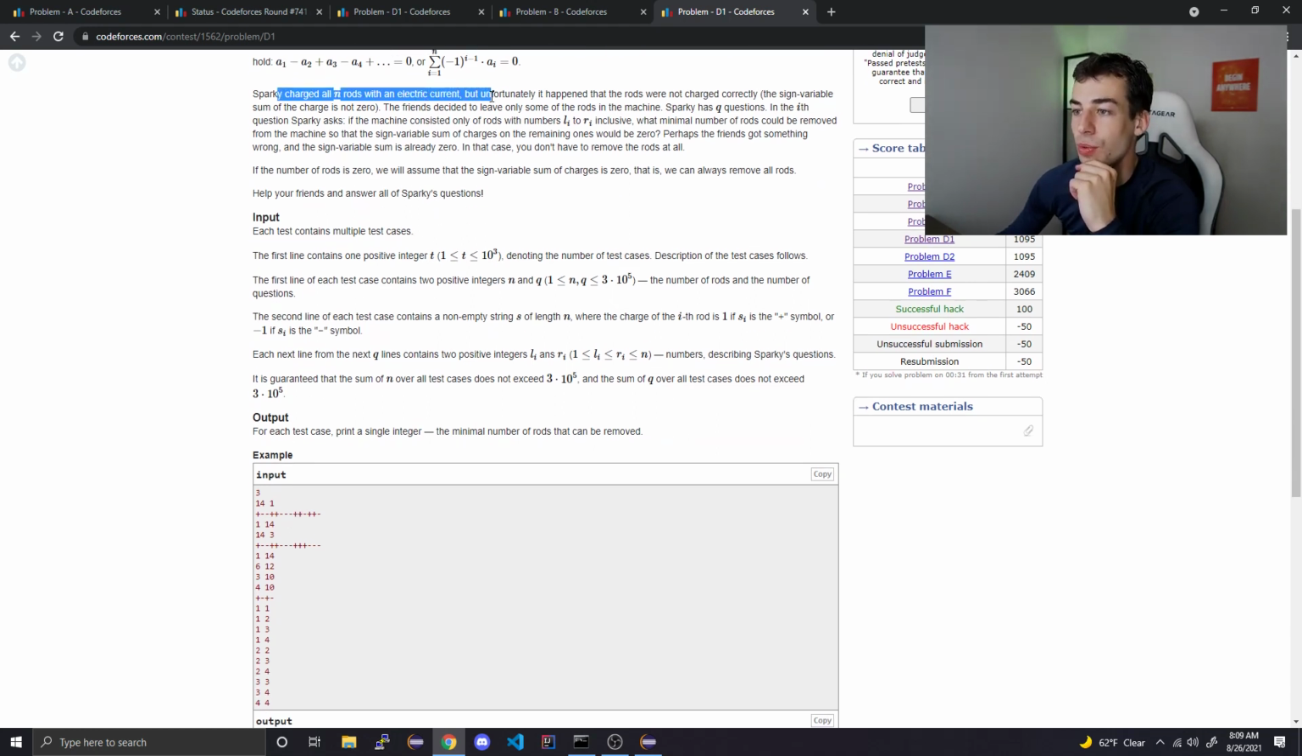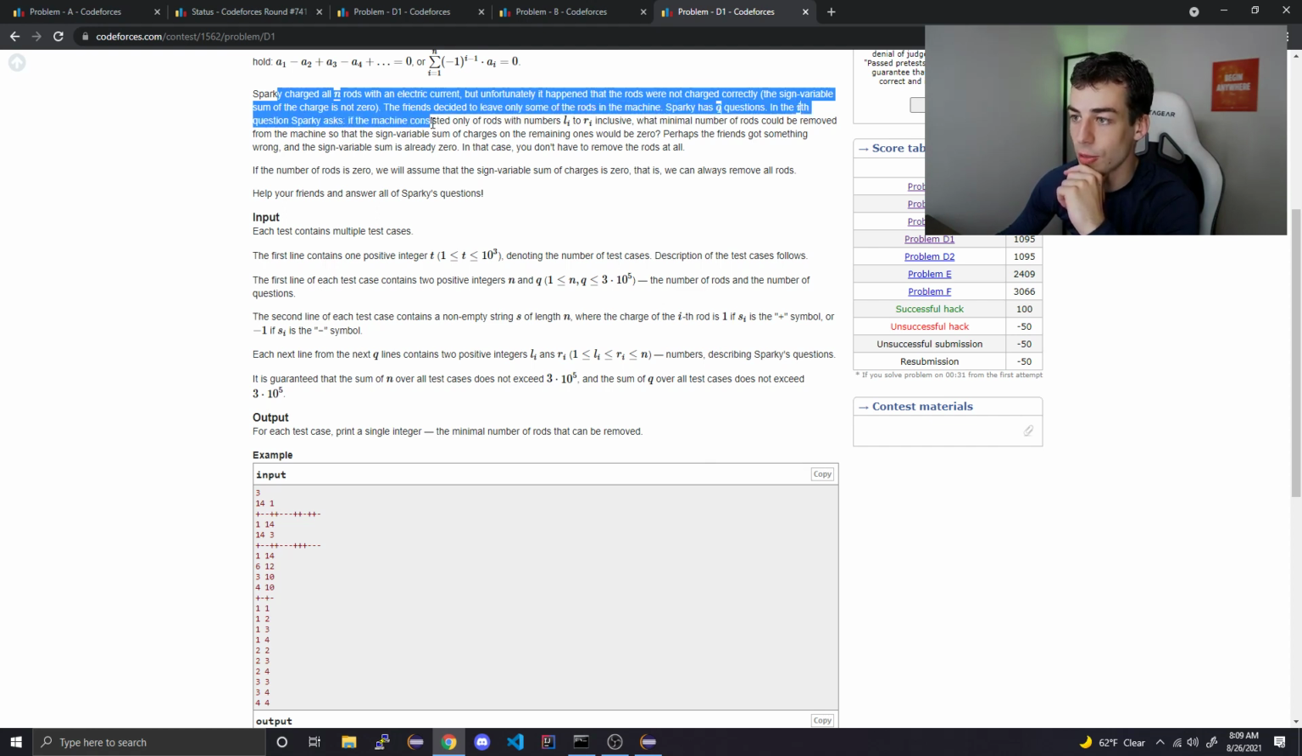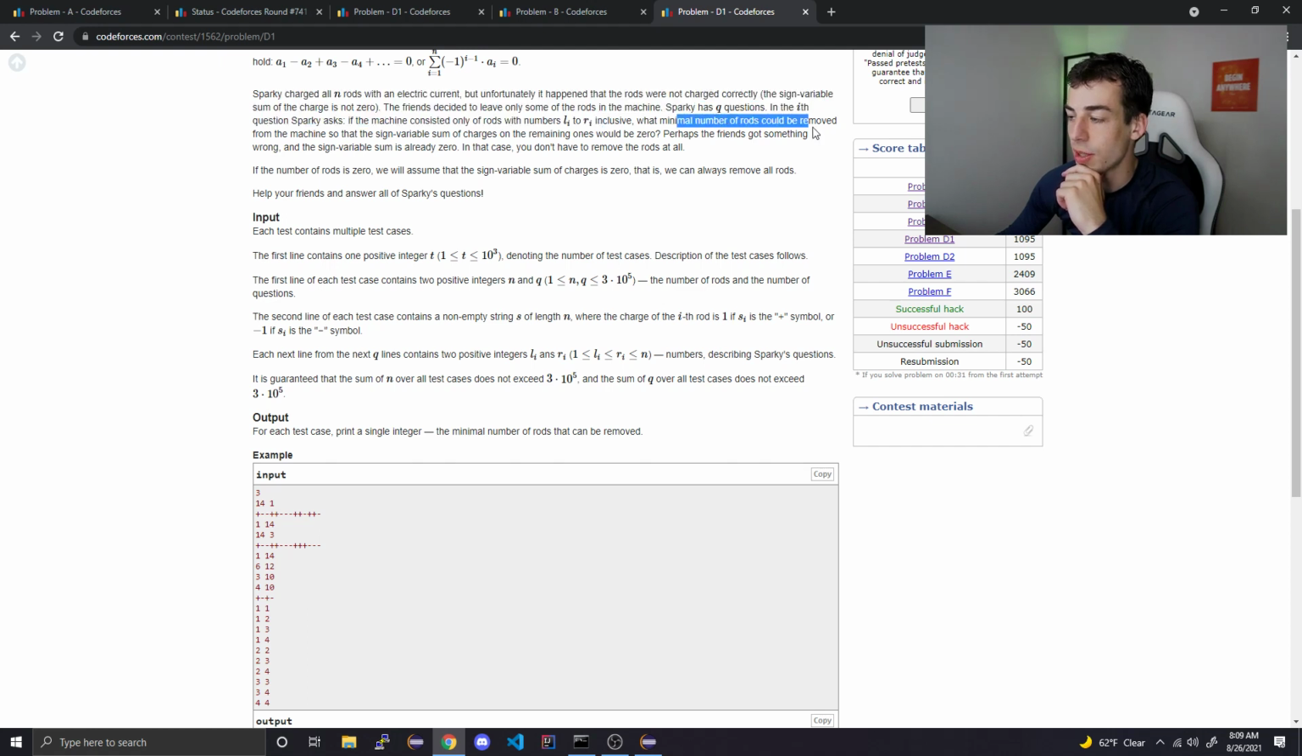Sparky charged all n rods with an electric current, but unfortunately it happened that the rods were not charged correctly. The sign variable sum is not 0. The friends decided to leave only some of the rods in the machine. He asked Q questions. In the ith question, he asked, if the machine considered rods with this number, what's the minimum number of rods that could be removed from the machine so that the sign variable sum on the charging ones would be 0? Perhaps the friends got something wrong and the sign bits is already 0, in which case you don't have to remove any rods at all. If the number of rods is 0, we will assume the sign variable sum of charges is 0. That is, we can always remove all rods.